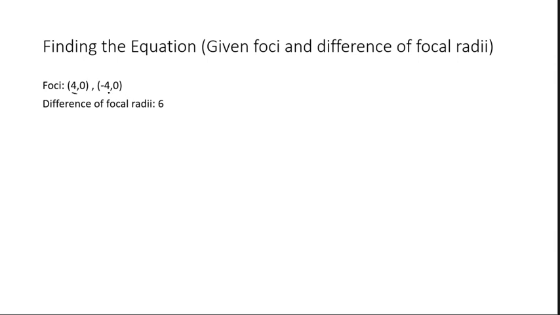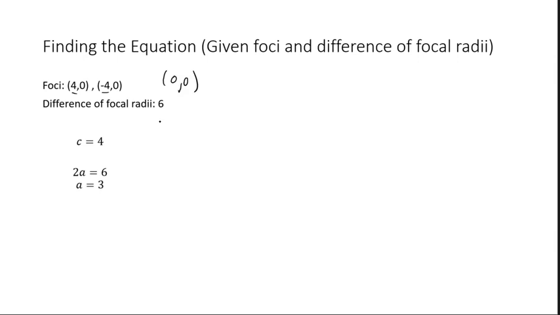So looking here at 4 and negative 4, we realize that the distance from each of these foci from the center, which is 0, 0, is 4 away. Both these points are 4 from that center. So c would equal 4. And then the difference of the focal radii of 6, remember the relationship is that is equal to 2a. So 2a is equal to 6, which means a is equal to 3.